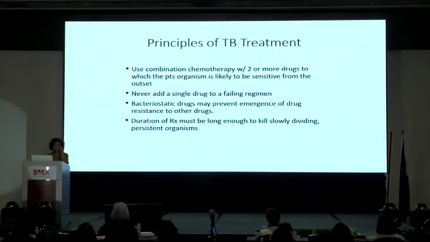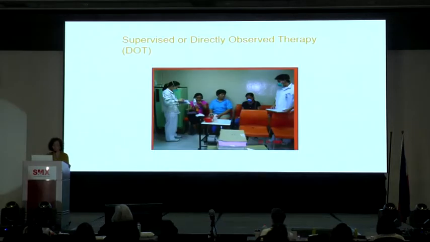So the principles of TB treatment then is to use a combination of chemotherapy with at least 2 or more drugs, in which the patient's organism is likely to be sensitive from the outset. You should never add a single drug to a failing regimen, and bacteriostatic drugs like ethambutol can be used to prevent emergence of drug resistance. And the duration of treatment must be long enough to kill slowly dividing and persistent organisms. And DOT has been part of the standard care for TB.